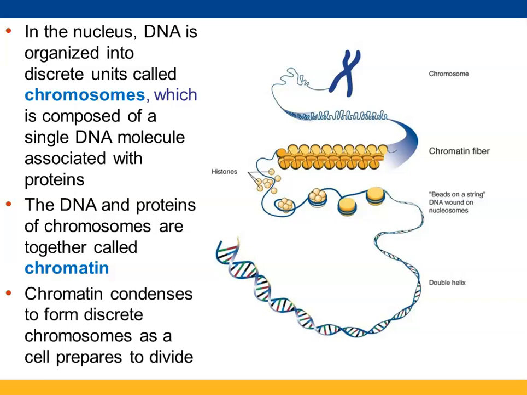But as you can see, you've got your double helix there, the nucleosomes that have the protein on them. The DNA gets wound onto them, and it gets wound as well onto histones, and those together make up your chromatin fibers, and then all the chromatin fibers help to make up your chromosomes.